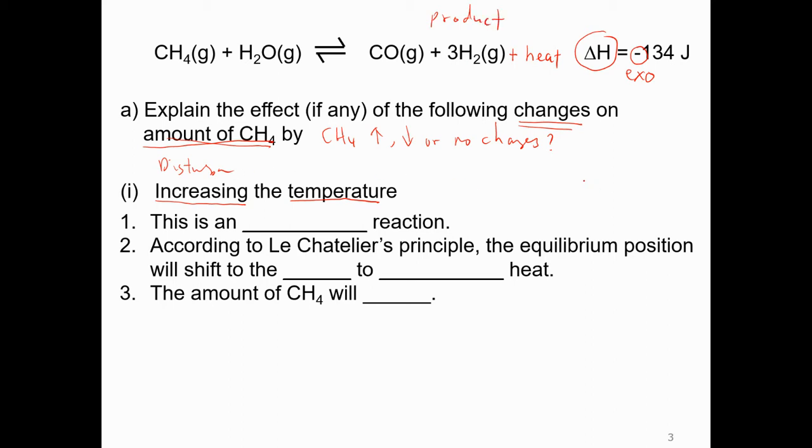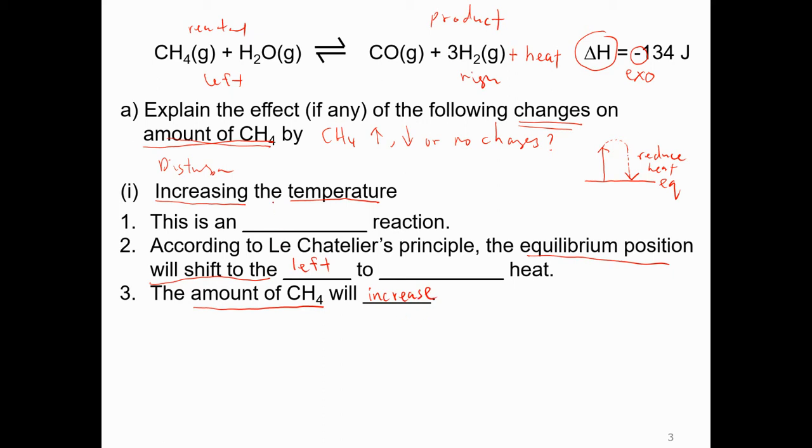Now, increasing the temperature means this equilibrium has increased temperature. So to get back to equilibrium, we need to reduce heat. How to reduce heat? Shift to the left or shift to the right? On the right-hand side we have plus heat, so we go to the left-hand side, the reactant, which doesn't have heat. So the equilibrium position will shift to the left. When it shifts to the left, what happens to the amount of CH4? It means more CH4 is produced, so the amount of CH4 will increase. This is the basic concept.